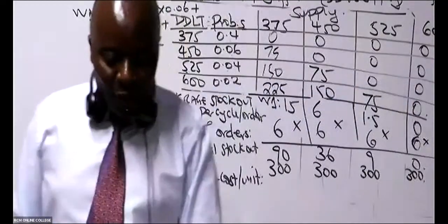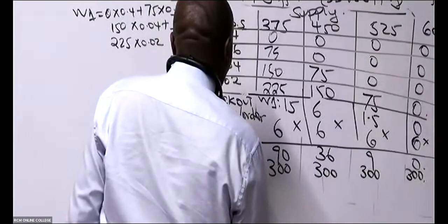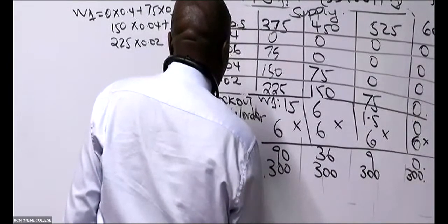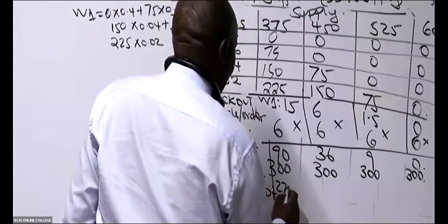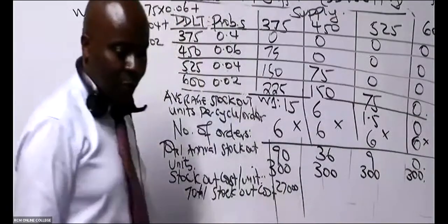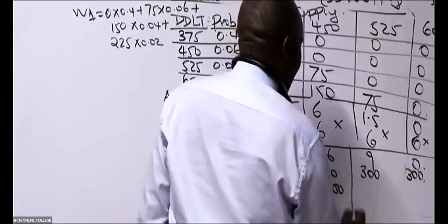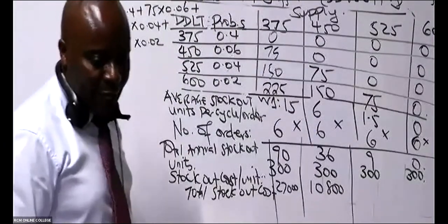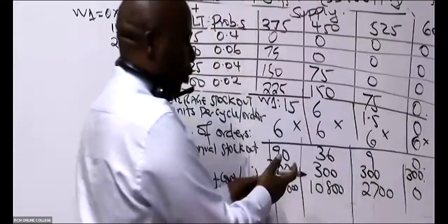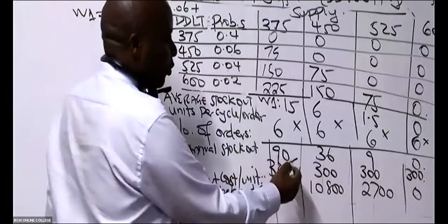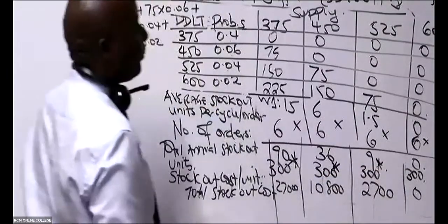Yeah, already a ninja has given us 27,000 total stock out cost. From there, the next one is 10,800. From there, we have 2,700. And then lastly, of course, you multiply the two numbers, isn't it? For your revision, we multiply the two numbers.